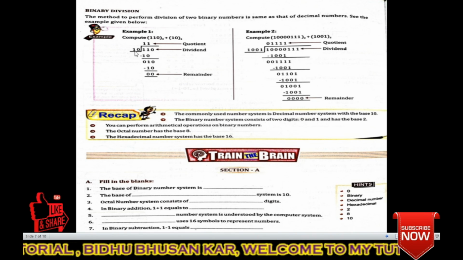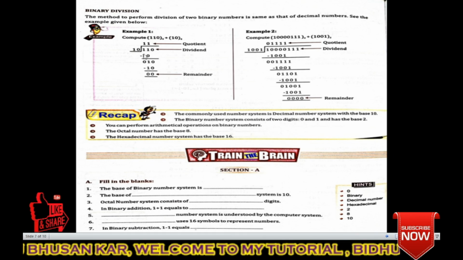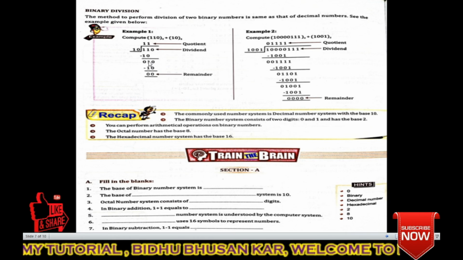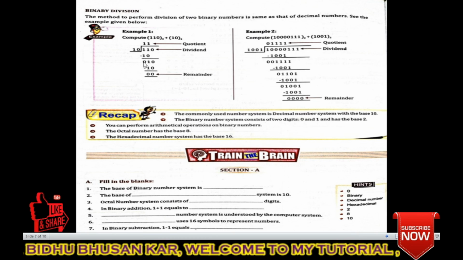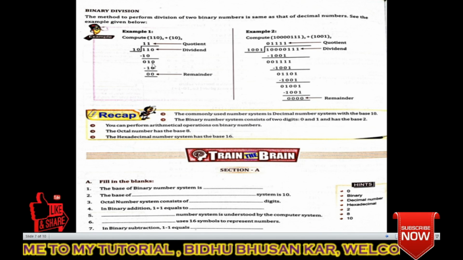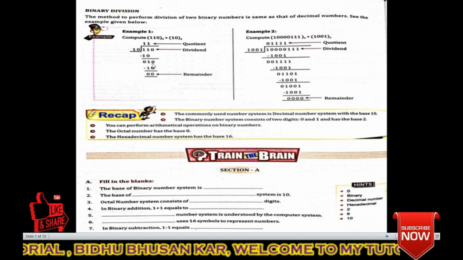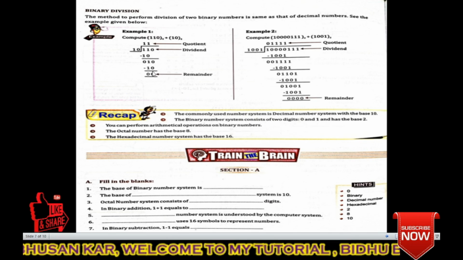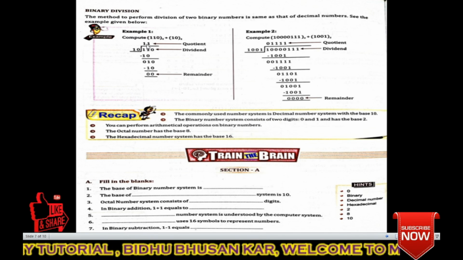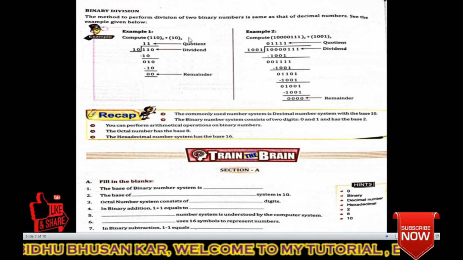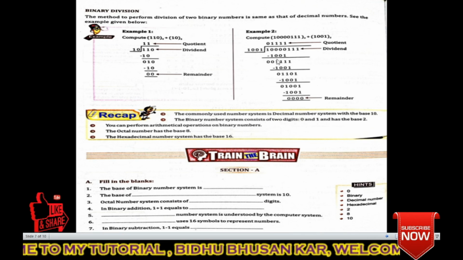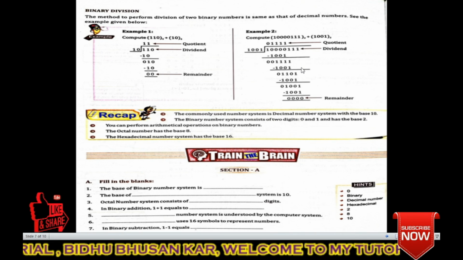Means see, 10 ones are 10. Okay, so 1 minus 0 equal to 1, 1 minus 1 equal to 0. Then we will keep this 0 here. Okay, then it will be 10. Then 10 ones are 10. So the remainder will be 0. So what will be the answer? 11. So your answer will be 11 base 2. Okay, like this, example 2 is written.